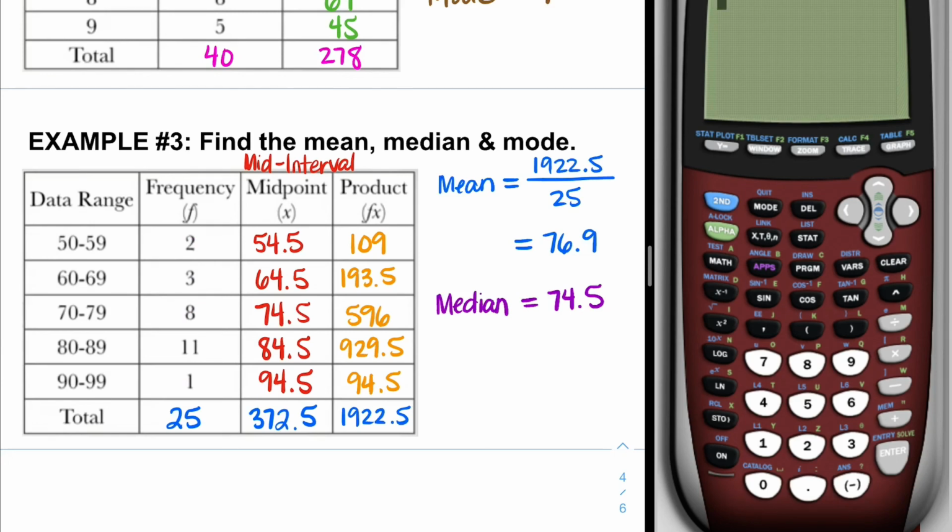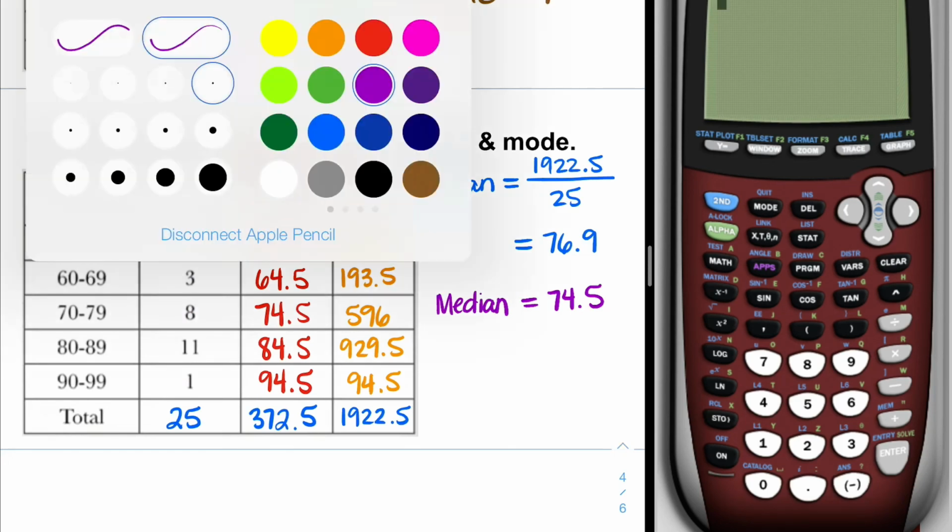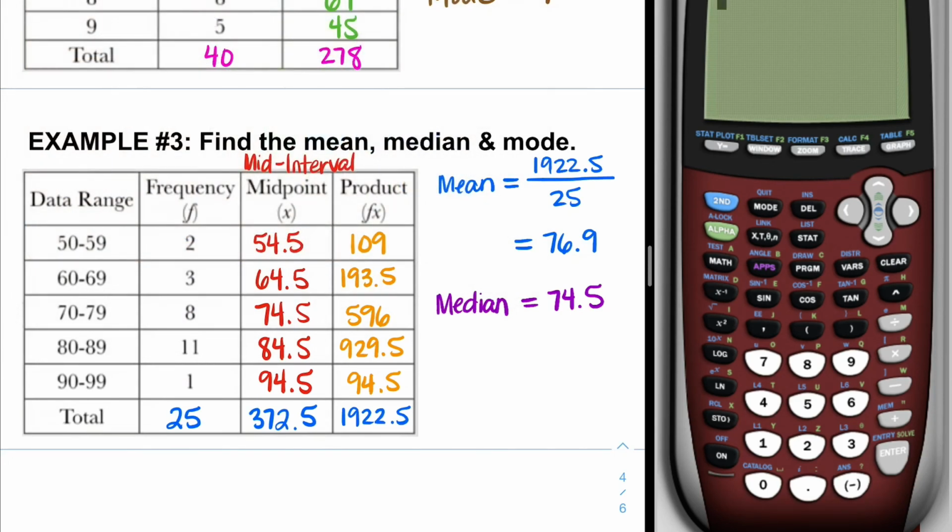And then last but not least, we want to find the mode. Mode means most, and as we can see, if we look at the frequency, I have 11 here for the highest frequency, and that is from 80 to 89. Make sure you understand that for your mode, you can have a class, an interval, but you have to use the mid intervals for your mean and your median.